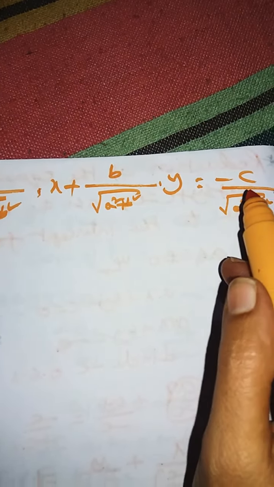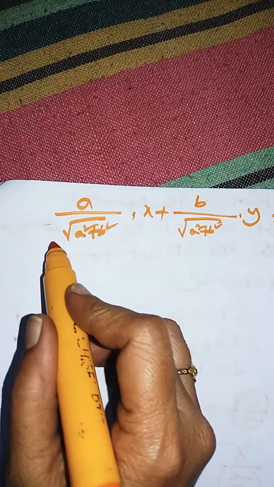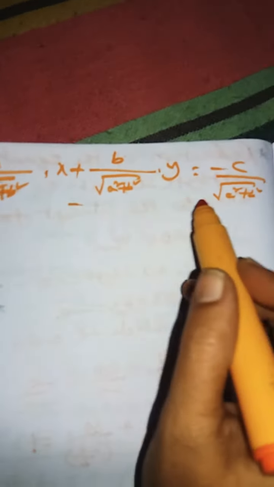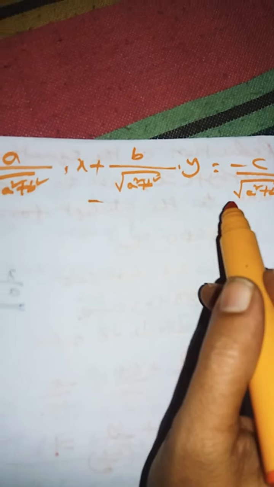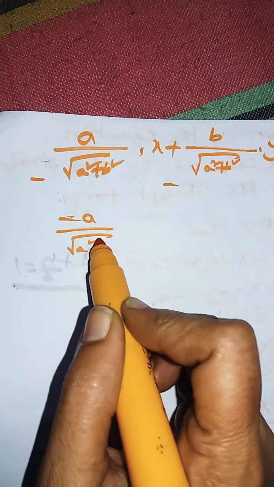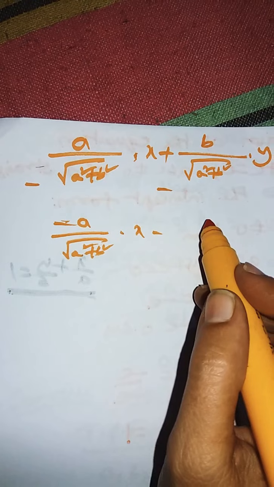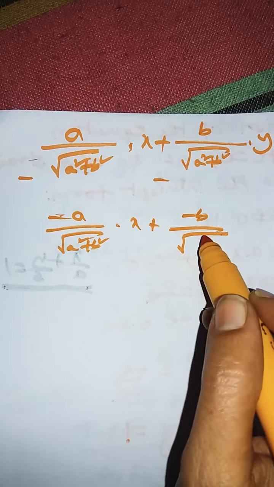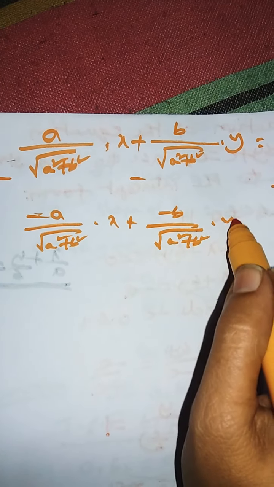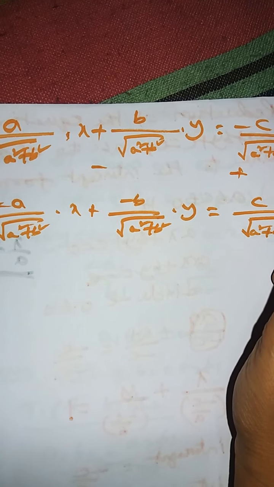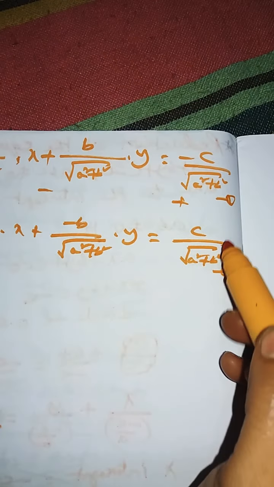Now here I'll change the symbol of each and every term. Then I'll get here minus, plus changing as minus, here plus. So what I am doing, I'm multiplying the whole equation by minus sign. Then I'll get minus a by square root of a square plus b square into x minus b by square root of a square plus b square into y is equal to c by square root of a square plus b square. Now let us take this as equation number 1 and equation number 2.